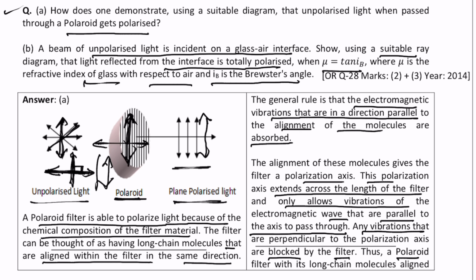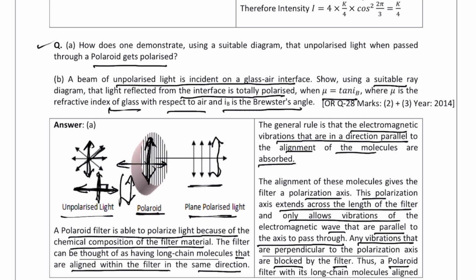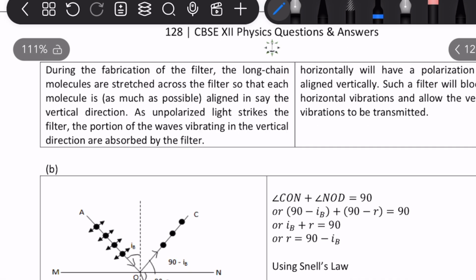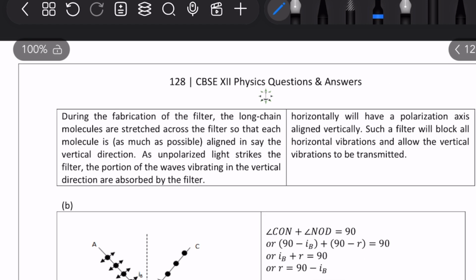Thus the Polaroid filter has long chain molecules aligned during the fabrication of the filter. The long chain molecules are stretched across the filter all over. So you can see this theory. You can write it down. Okay. So this is Brewster's law, again already explained in the first question. Don't want to repeat. Take the screenshot. Okay. This screenshot you have already taken.